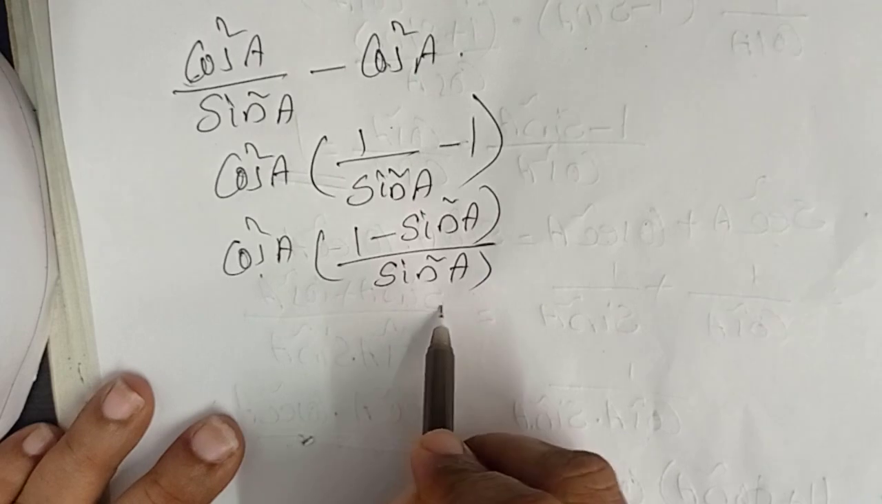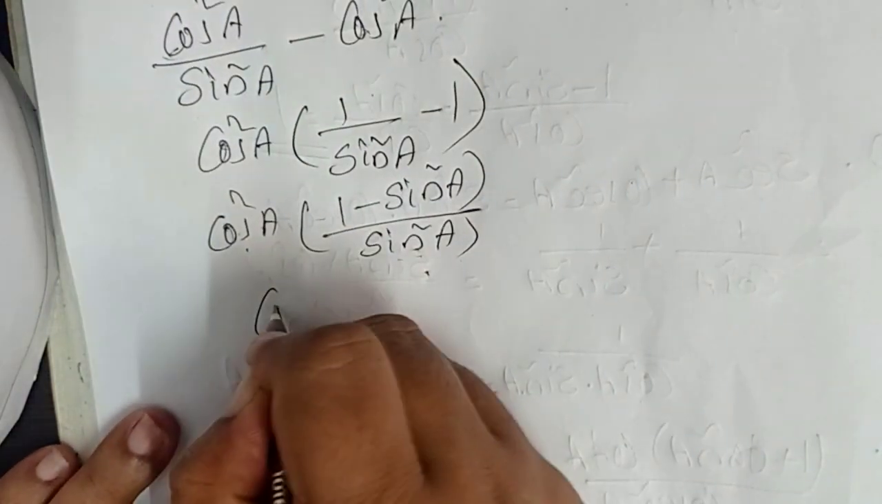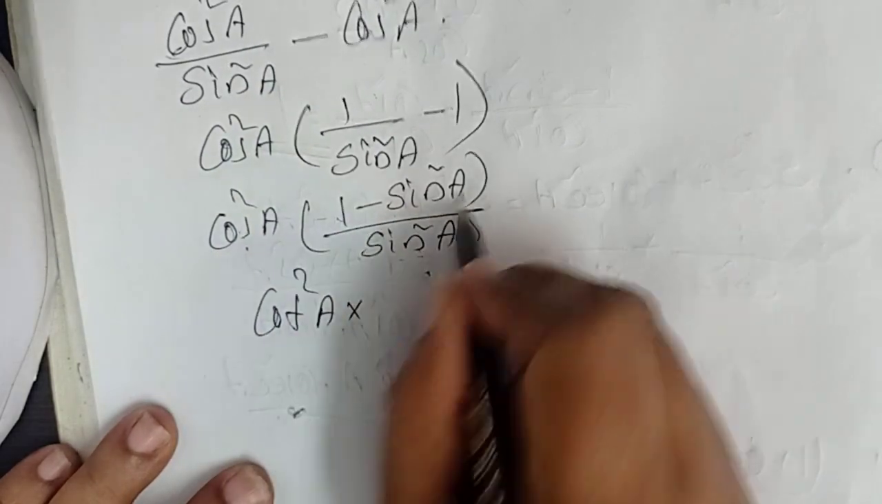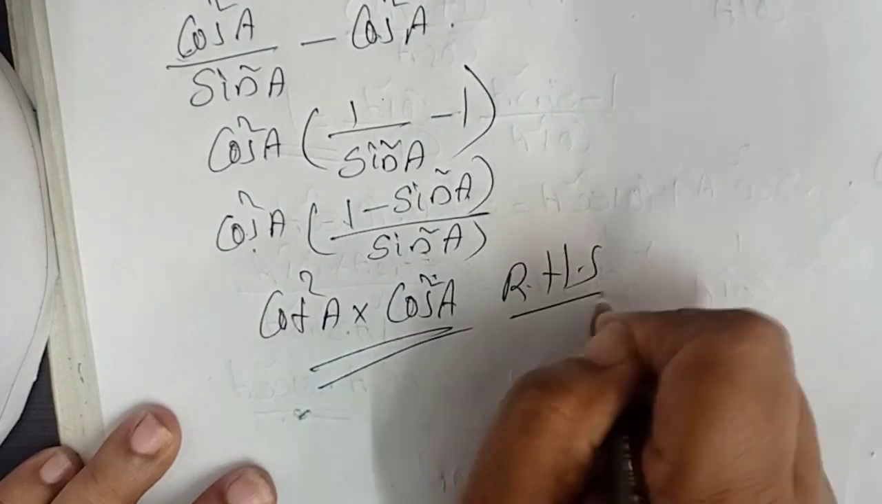What is cos square A by sin square A? Look at the board, then only you can understand. Cos square A by sin square A is cot square A into 1 minus sin square A is cos square A. That is the RHS.